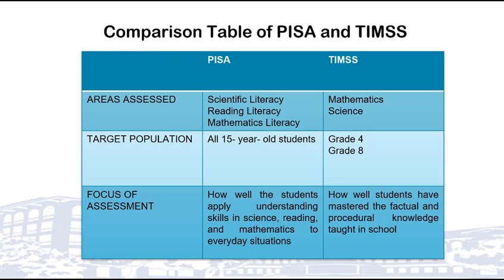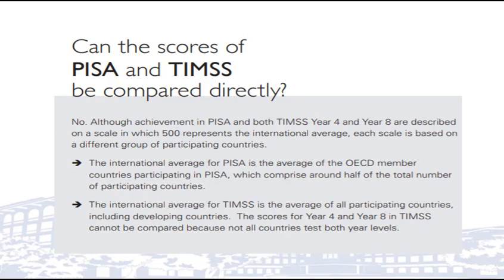On the third one, we have the focus of assessment. PISA tests how well the students apply understanding and skills in science, reading, and mathematics to everyday situations. While TIMSS tests how well the students have mastered the factual and procedural knowledge taught in school. So we have here the question: can the scores of PISA and TIMSS be compared directly? So the answer is no.